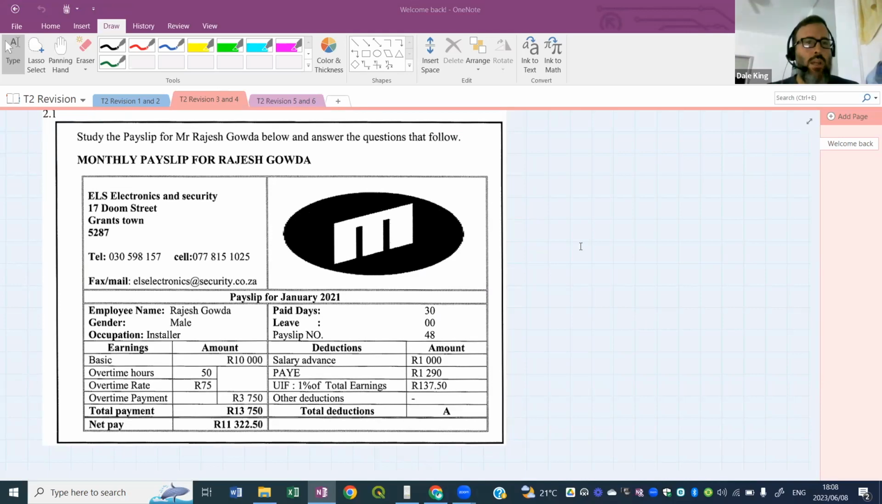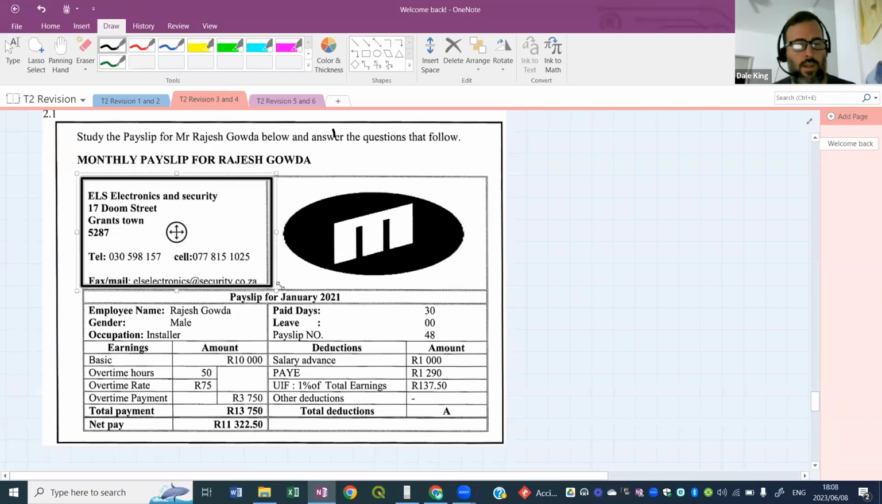So here is a payslip. This is Mr. Rajesh Gowda's payslip. It's a monthly payslip for him. There's a whole lot of information here. In the top left-hand side, we can see a block with personal info. We don't really have to worry about that too much.